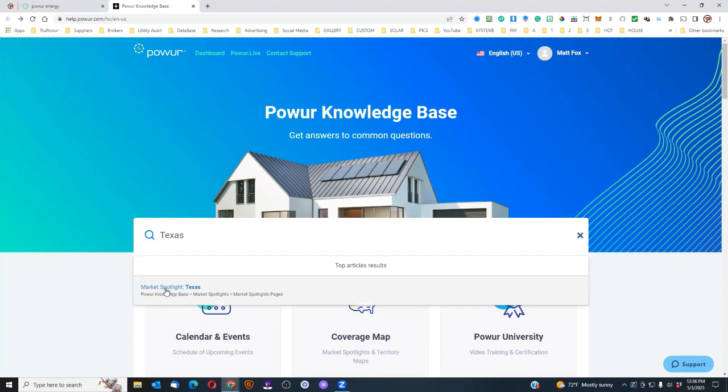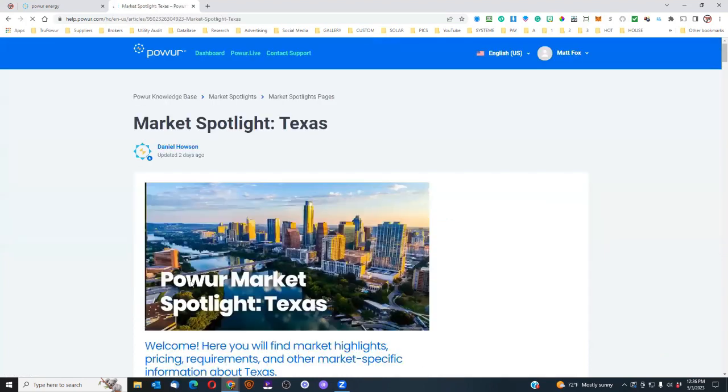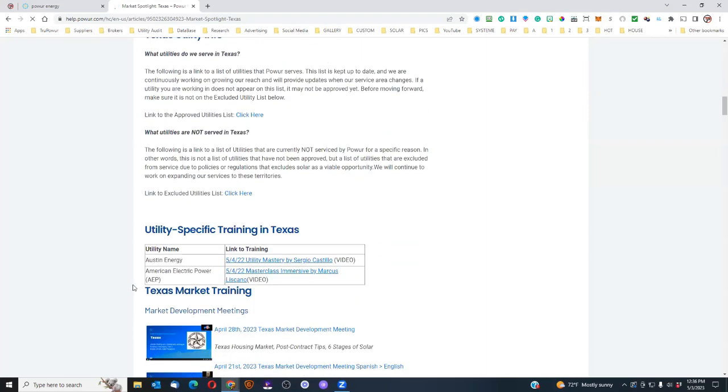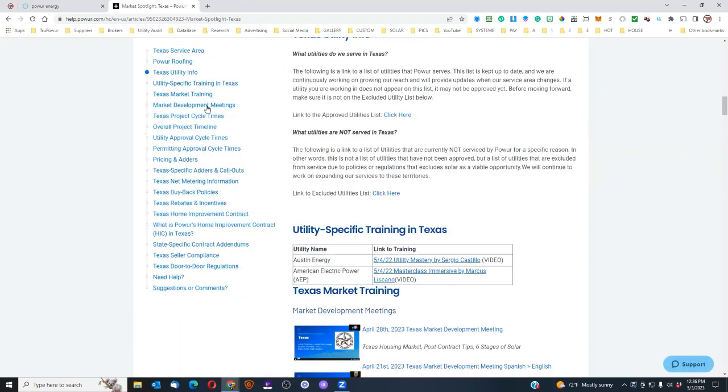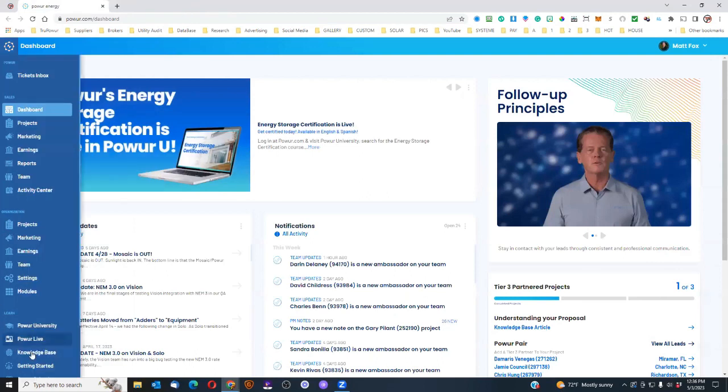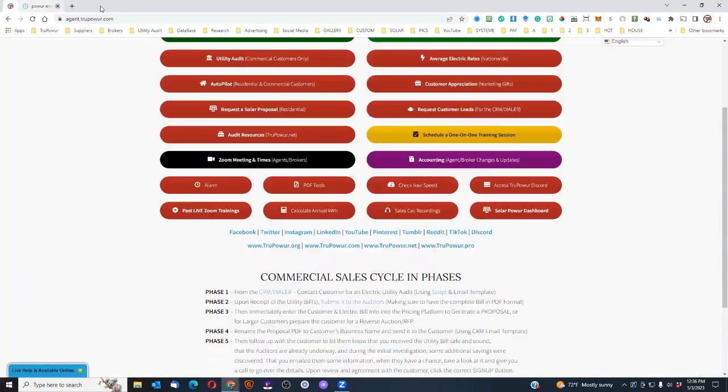So market spotlight on Texas. There is a lot of information that is available. Just about anything you can think of is going to be available to you in the knowledge base, and that's right over here. So that is in the Powur platform.